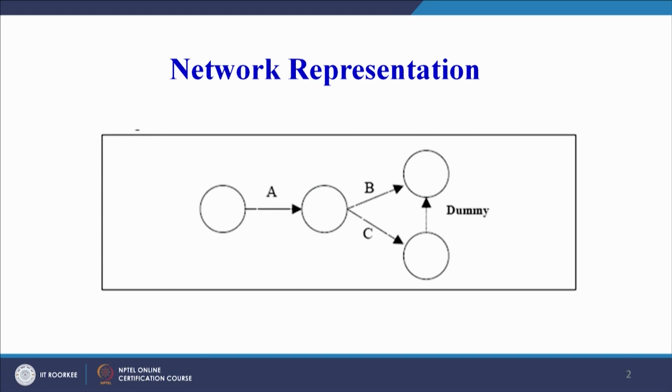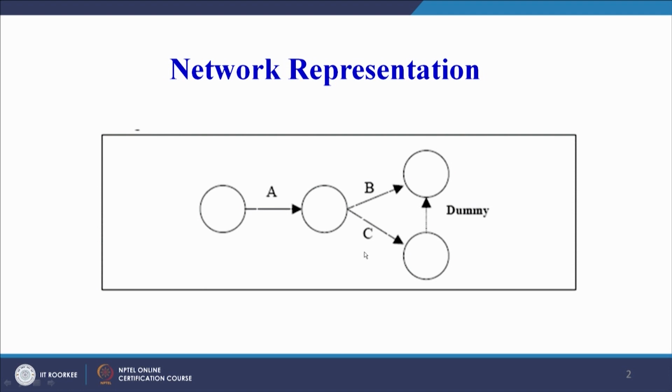On your screen you see a very simple form of a network. There are three activities here, and the fourth one is a dummy activity which is represented here. We will see the importance of the dummy activity in due course of time, but prior to that, let us see how a project has been represented in the form of a network here. This project consists primarily of three activities: activity A, activity B and activity C.